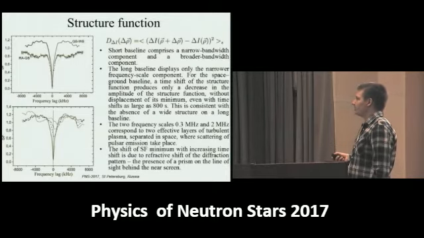Two frequency scales, about 300 kHz and 2 MHz, correspond to two effective layers of turbulent plasma separated in space. The shift of the minimum of the structure function with increasing time shift is due to refractive shift of the diffraction pattern, the presence of a prism in the line of sight.